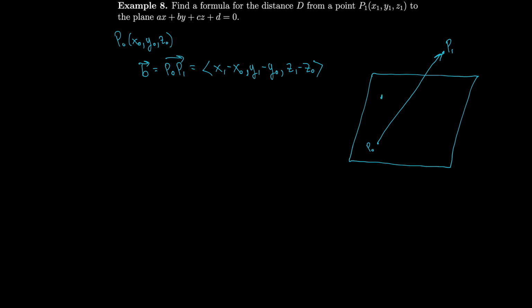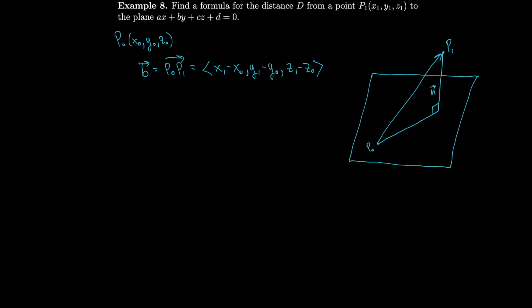If I chose a different p naught, then it would be shorter. Or if I chose this p naught, it would be longer. I want the shortest distance possible. That's what my distance between my point and my plane will be. So that means that I want to go perpendicular. So remember that the normal vector is perpendicular to the plane. So if I want this to be perpendicular, then I should be looking at normal vector n.